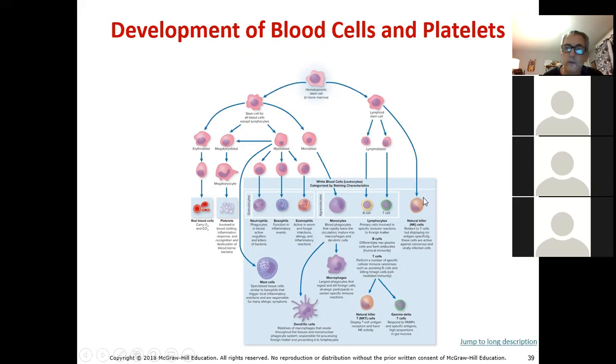There's another kind of lymphocyte. It doesn't have memory. It's called a natural killer cell. It has a very similar function to the cytotoxic T cell. They mainly attack cells that have been infected with a virus, and they also get rid of abnormal cells.